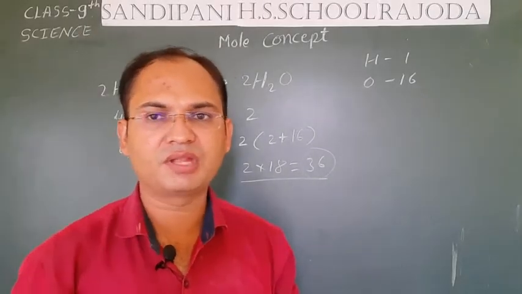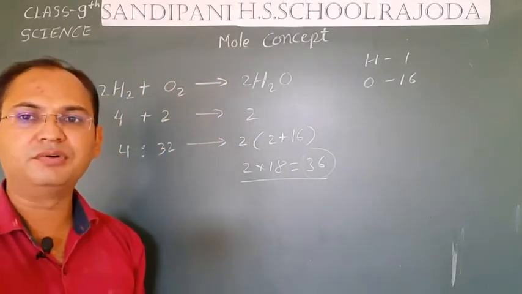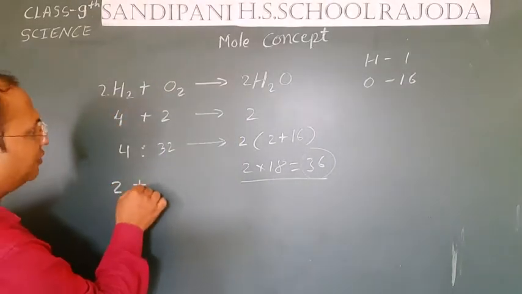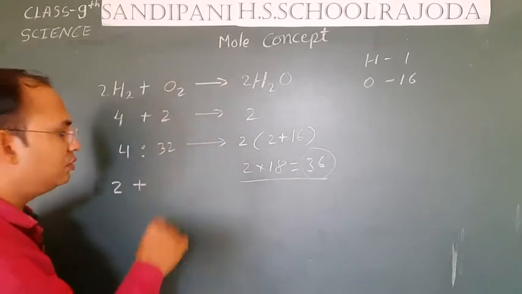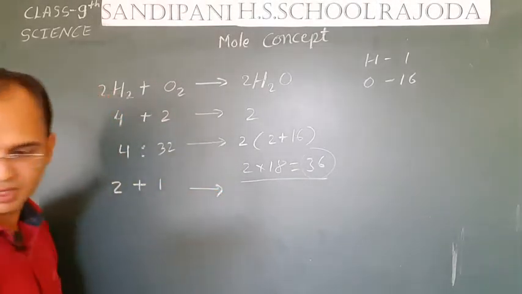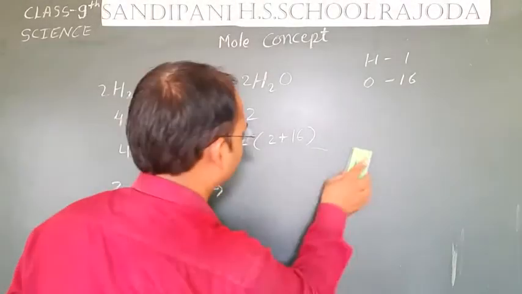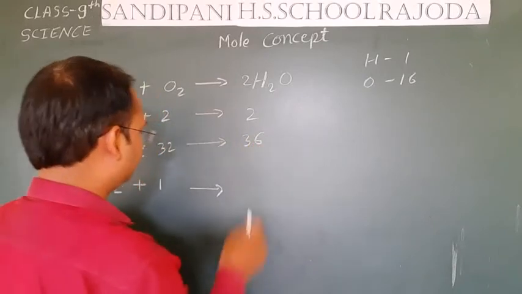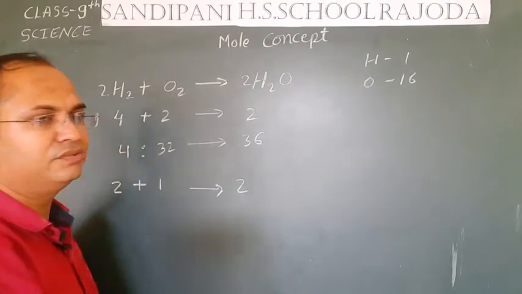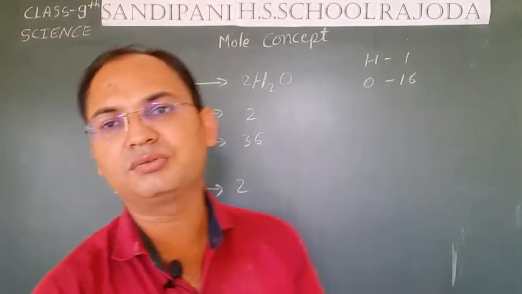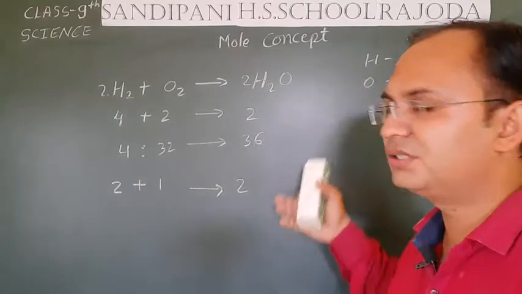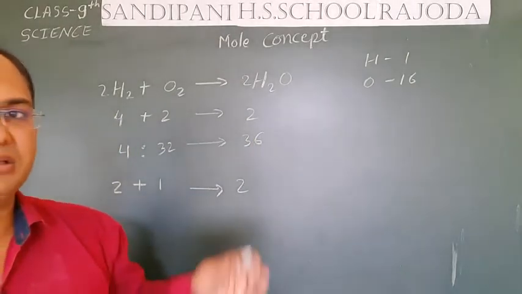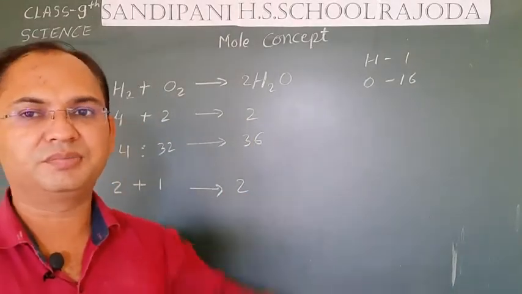And students, if we talk in terms of the number of molecules, then two molecules of hydrogen combining with 1 molecule of oxygen form 2 molecules of water, here 36 unit. So students, these are the different ways or different properties in which we can show the reactants that are combining and forming the product.